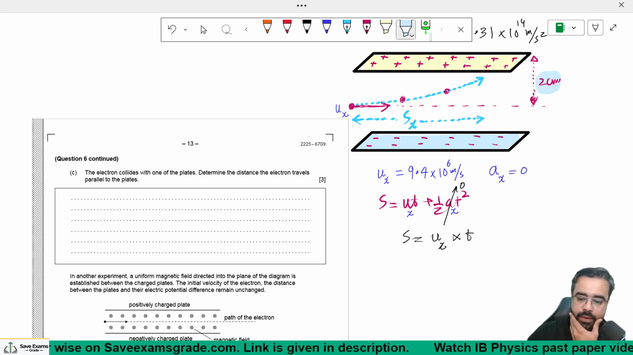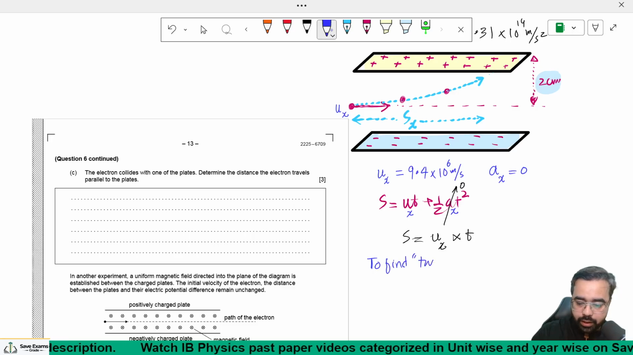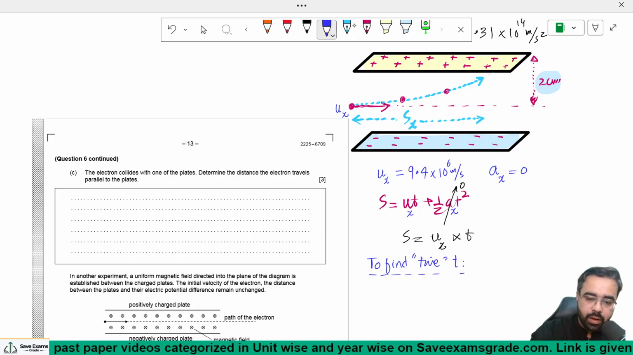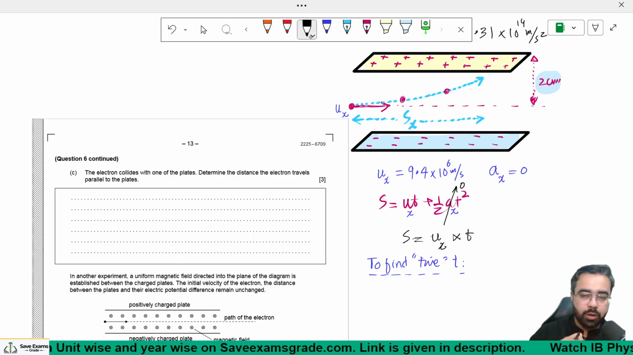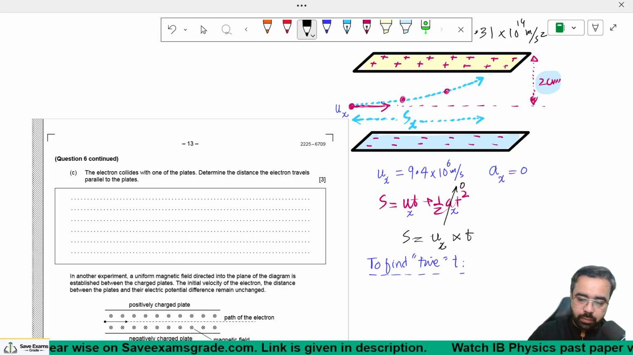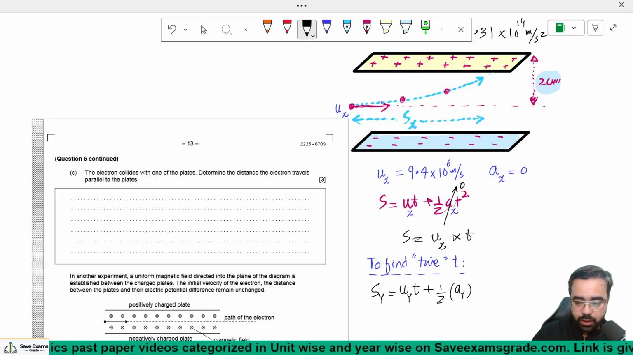Okay, so I have to find the time t. What we need to do is apply the SUVAT equation once again, but this time not for the x-axis, rather for the y-axis motion. So I can say Sy is equal to the initial velocity in the y-axis direction times t plus 1/2 ay t squared.